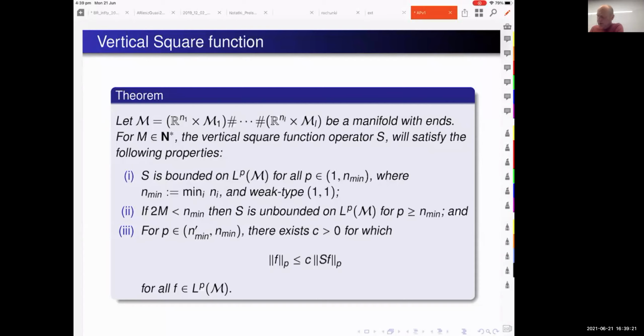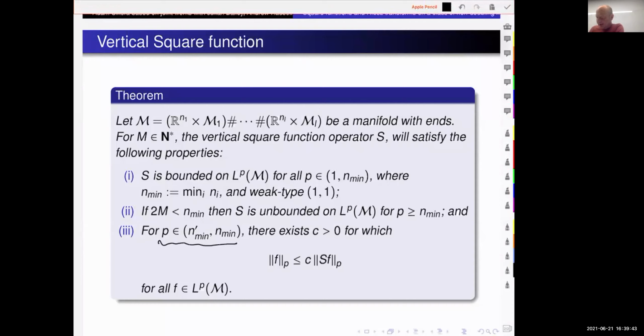So that means from 1 to minimum. Now for p between minimum and n minimum, we've got also a reverse inequality, right? I believe this is only a technicality. This first point, the inverse inequality, should be valid for all p starting from 1.